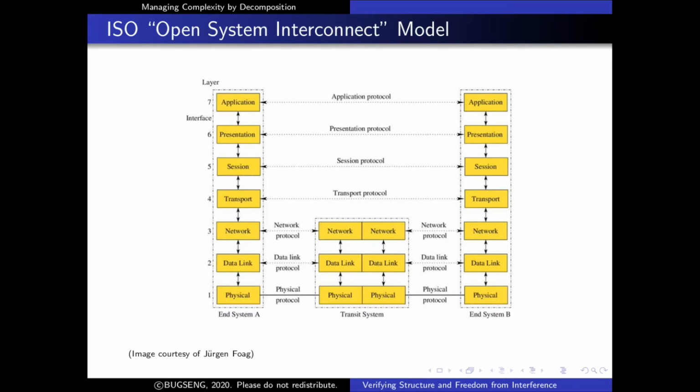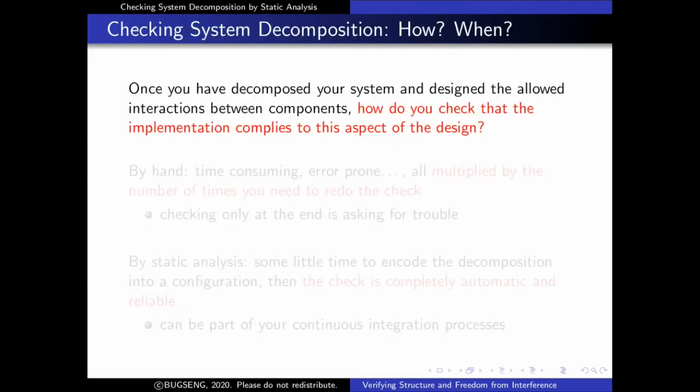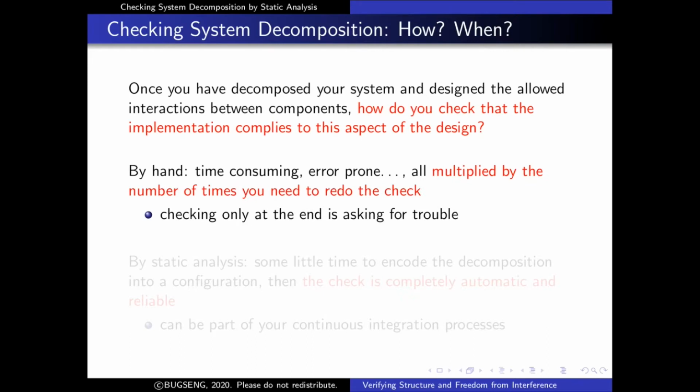Okay, so there are several reasons why this is a good idea. And in the small presentation I give now, which contains also a little bit of practical demonstration, we will ask the question: how do you check system decomposition? Now, suppose you have designed your system following the OSI model. How do you check that the implementation complies to this aspect of the design? Of course, one possible answer is you check by hand. But everybody can easily guess that this is time-consuming, it's error-prone, and everything should be multiplied by the number of times you need to redo the check.